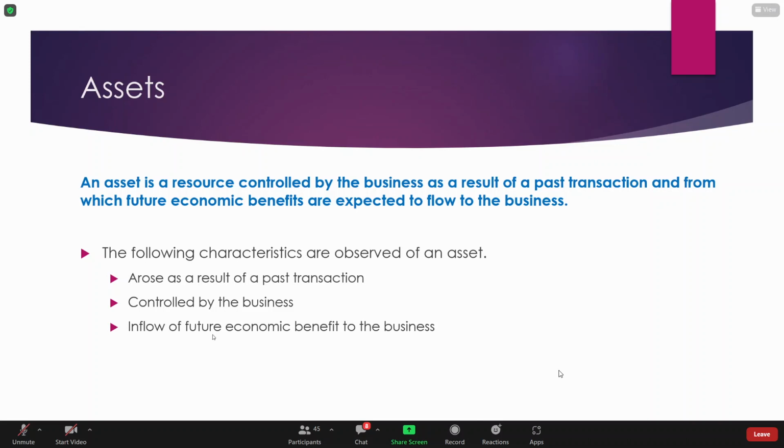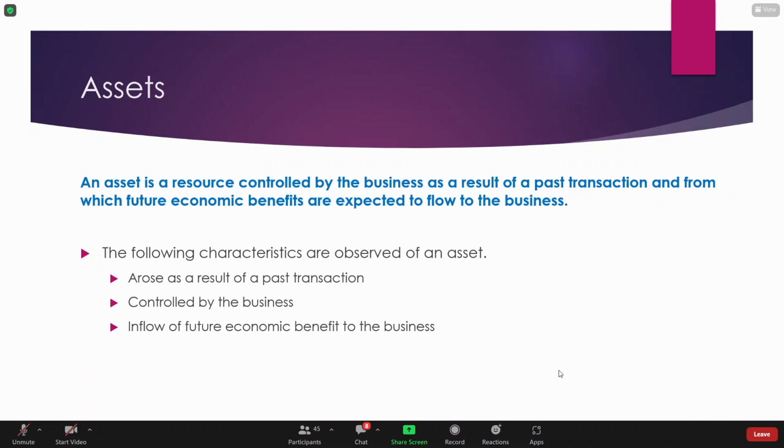Now let's look at the definition of assets, and think of the assets that you said: oven, building, motorbikes, computer, tables and chairs, land, cash, bank. Let's see whether they comply with the definition of assets. An asset is a resource controlled by the business. Very important. Resource controlled by the business means the ownership should be with the business. Now, if the land is rented or the building is in rented premises, then it does not belong to us. So we can't consider that building as an asset because we have rented it.